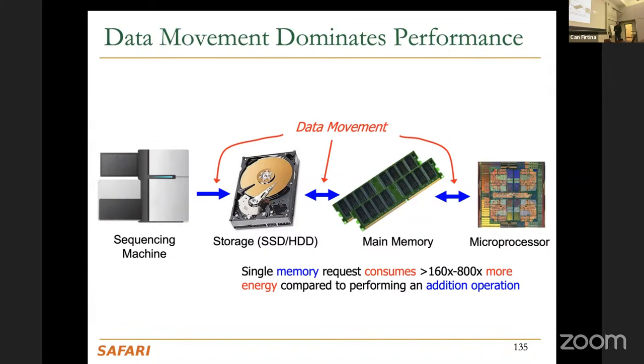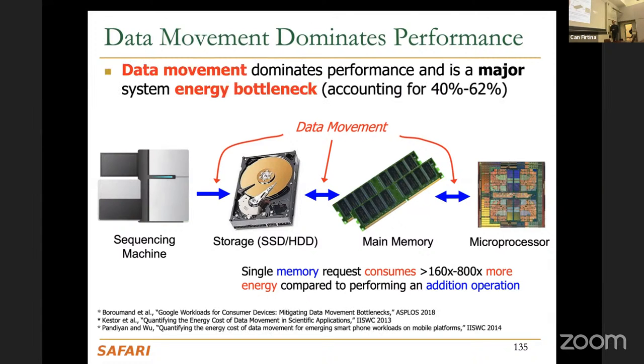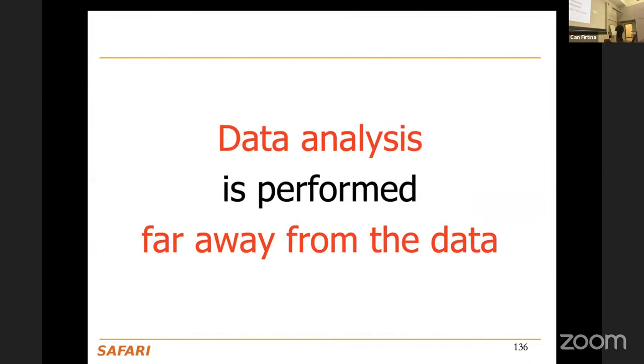And as we covered previously, a single memory request consumes a few hundreds or orders of magnitude more energy compared to performing a simple operation. So the goal is how can we really reduce this unnecessary data movement, right? Because for certain applications, it really bottlenecks the performance and also the energy consumption, in genomics as well. It's not the only case, there are other applications that we looked at before, but it's also important for genomics.